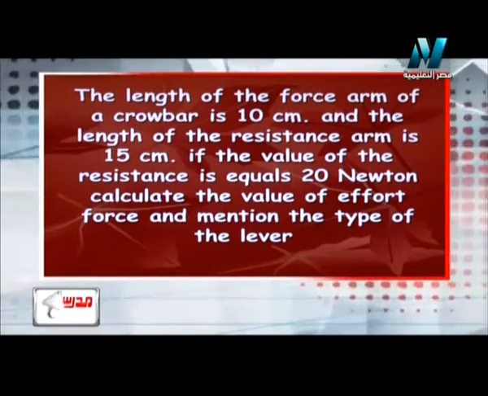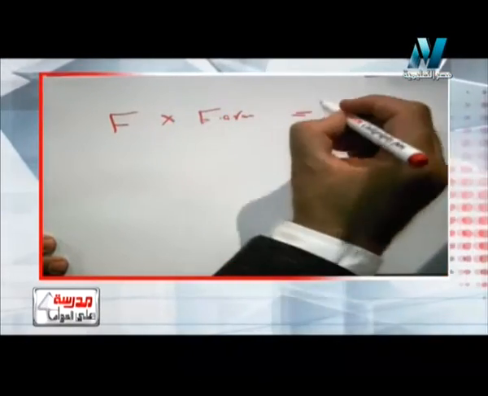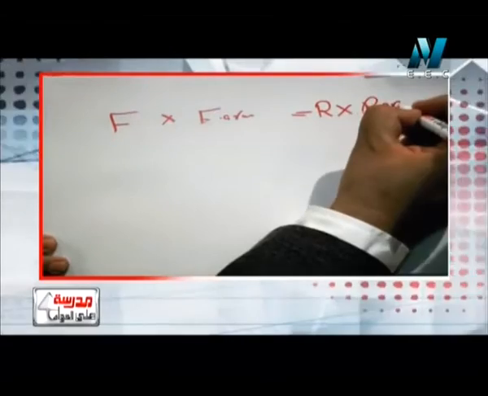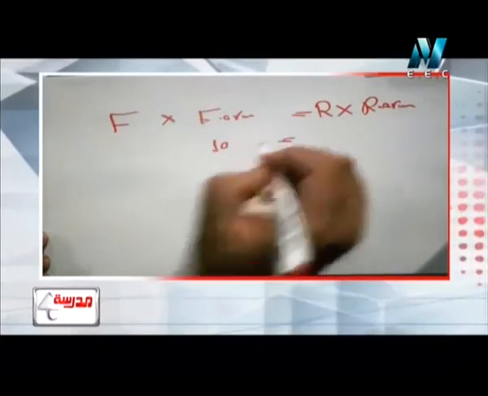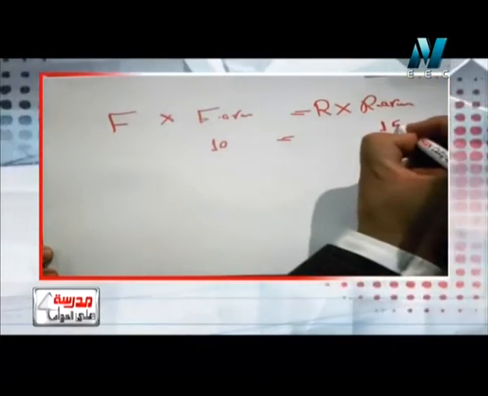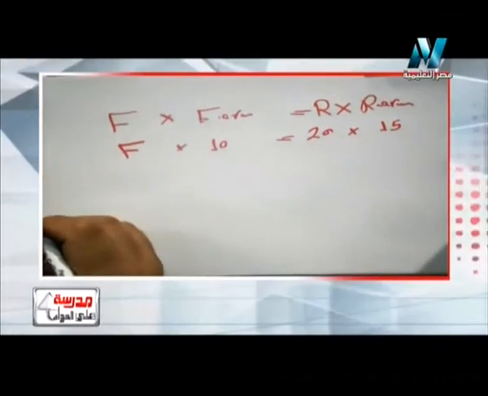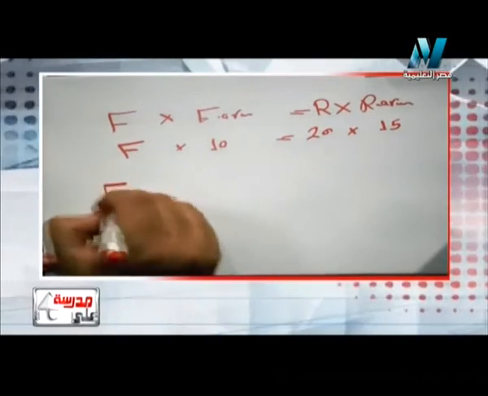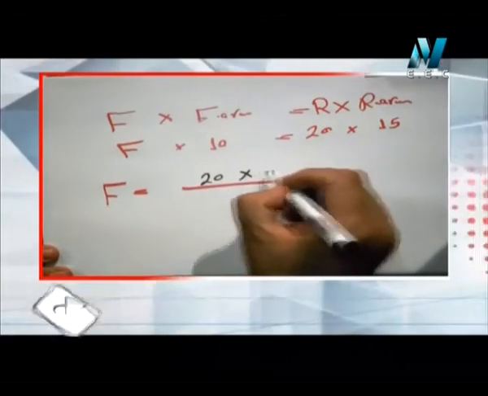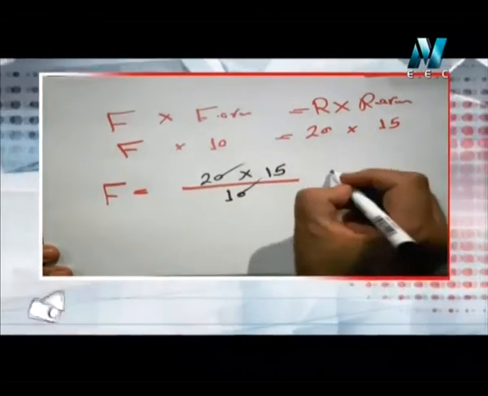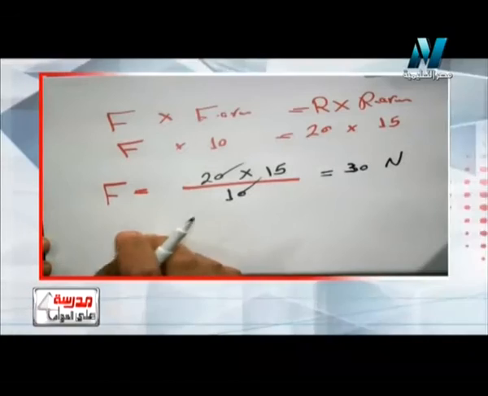So, the first step is to write the law: effort force by effort force arm equals resistance by resistance arm. As we know, the length of the force arm is 10 centimeters, and the resistance arm is 15 centimeters. So the value of the resistance is 20. Calculate the effort force. Here effort force will be 20 by 15 over 10. Zero with zeros, it will be 2 by 15 equals 30 newton, because force is measured in newton.